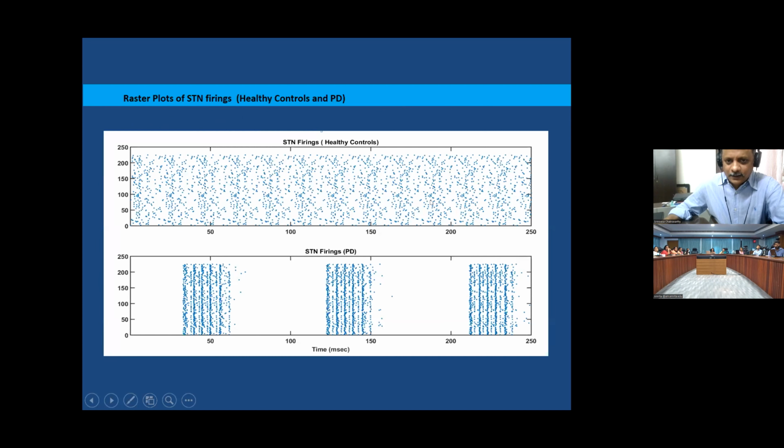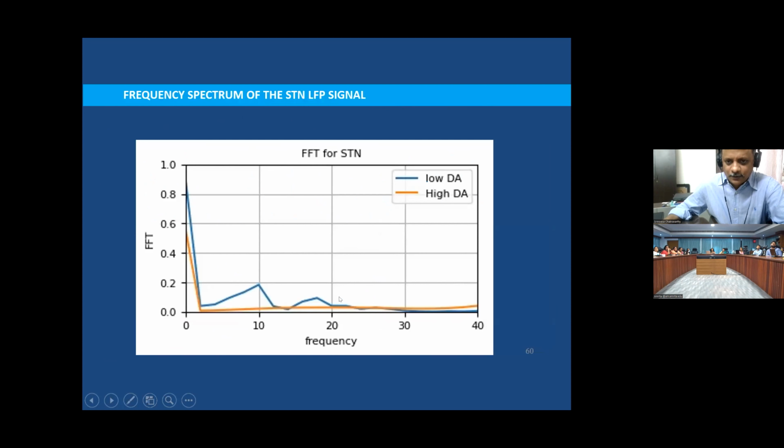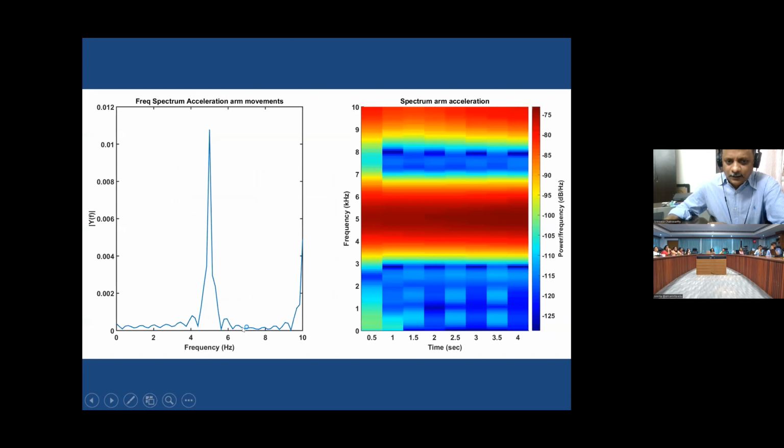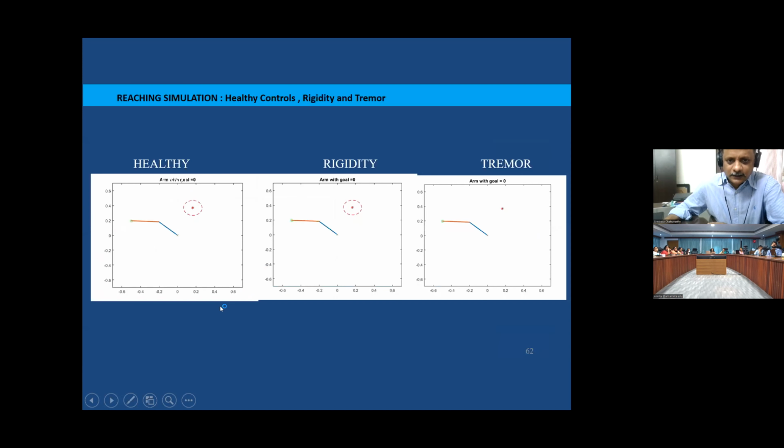Like I just said, you have this continuous firing under normal conditions and this synchronized firing under PD conditions. If you look at the spectrum also, you will find synchronized firing. This is strong energy close to beta, 13 to 20 hertz kind of a band under low dopamine conditions. With high dopamine, those synchronized firing patterns disappear. And in the case of tremor, you also see this sharp peak around 5 hertz, which matches the tremor frequency. And let us see what happens to the hand, which is moving towards some target.